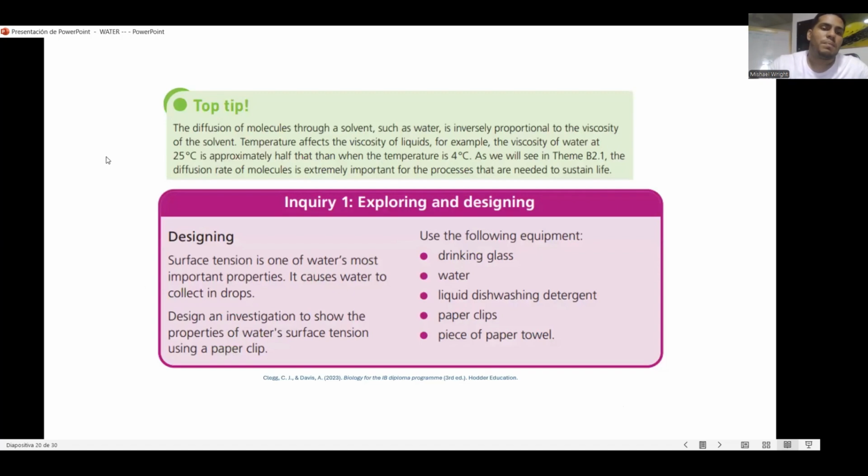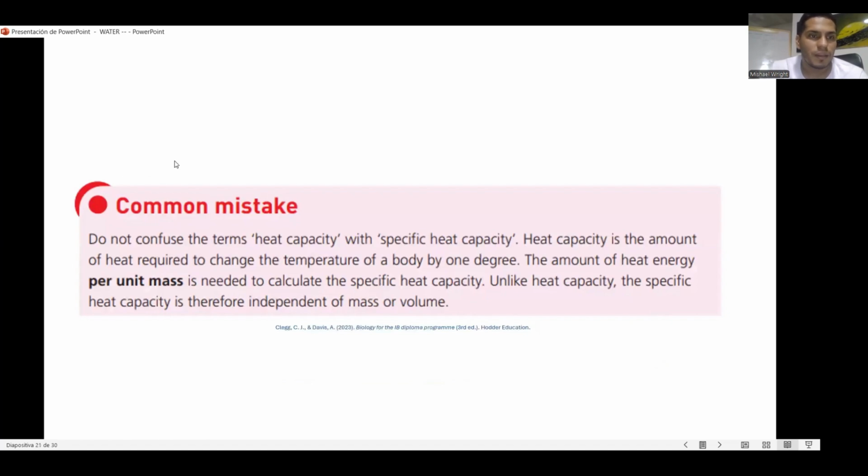Right, so there is a top tip here: the diffusion of molecules through a solvent, such as water, is inversely proportional to the viscosity of the solvent. Temperature affects the viscosity of liquids. For example, the viscosity of water at 25 degrees Celsius is approximately half that at 4 degrees Celsius. As we will see in B2.1, the diffusion rate of molecules is extremely important for the processes needed to sustain life. Regarding surface tension, this is another experiment, if you want to make it, okay, welcome.